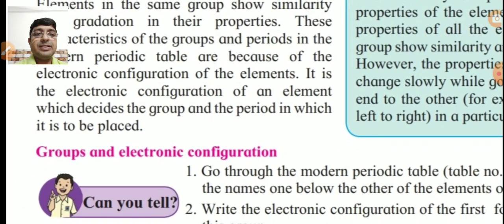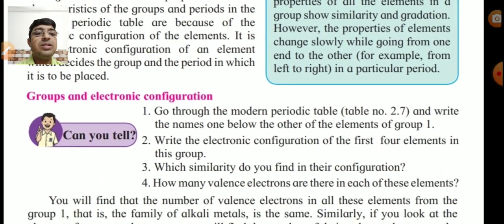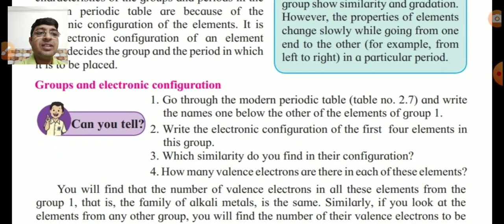So the next point is given here: groups and electronic configuration. Now some questions are given here. Can you tell? Last year we learned about the electronic configuration of the first 20 elements. So check the answers to these questions. The first question: go through the modern periodic table given in our textbook, table number 2.7, and write the names one below the other of the elements of group 1. So you check the periodic table.